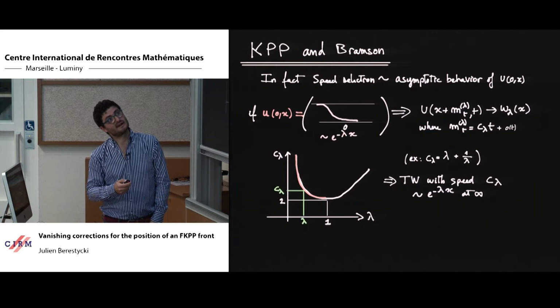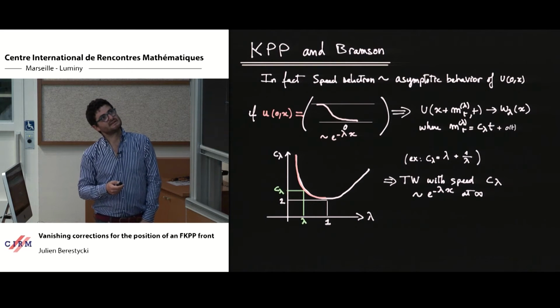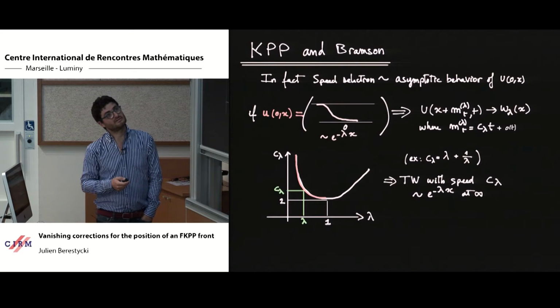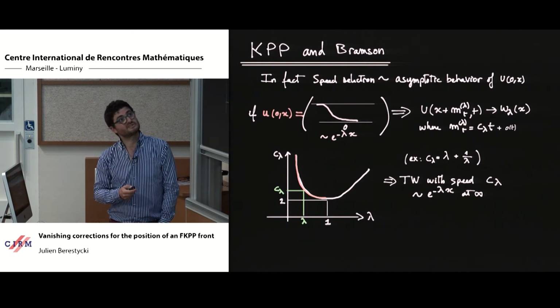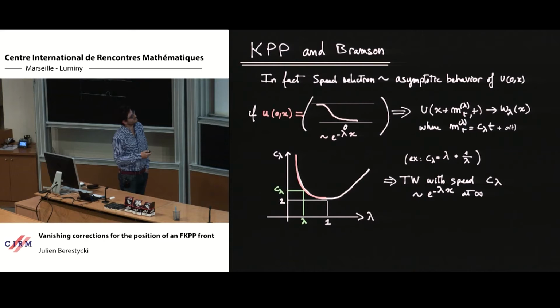Okay, so now I have a new centering term here, m lambda t, and I'm going to converge to a new shape, w lambda x, and w lambda x is actually the traveling wave with speed c lambda, and c lambda is given by this expression here. Okay. So there is this very nice theory here of speed selection, which tells you that essentially it's the behavior at infinity of your initial condition which determines the speed of your front.